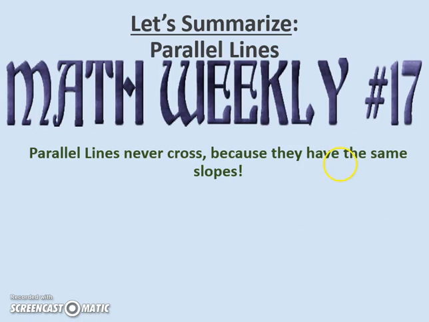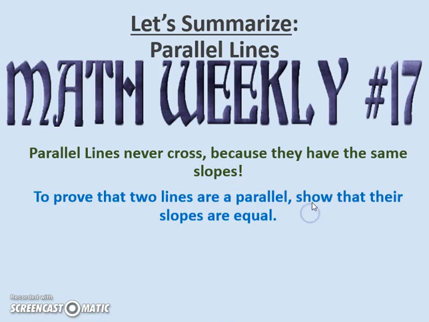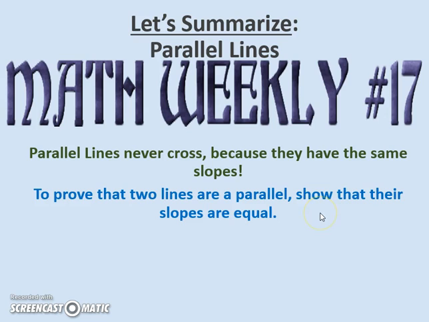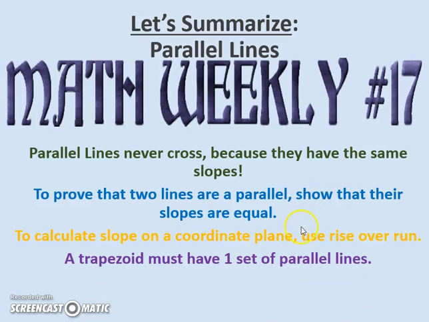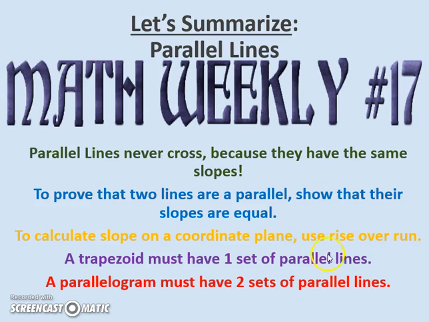So what have we learned about parallel lines in this Math Weekly? First, parallel lines never cross because they have the same slopes. To prove that lines are parallel, show that their slopes are equal. To calculate slope on a coordinate plane, use rise over run. A trapezoid must have one set of parallel lines, and a parallelogram must have two.